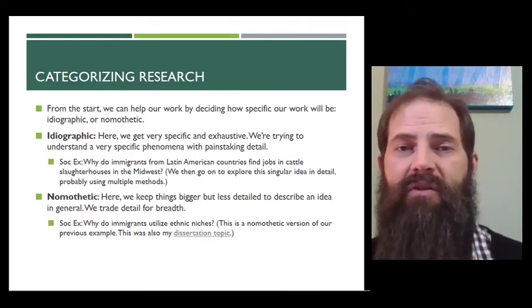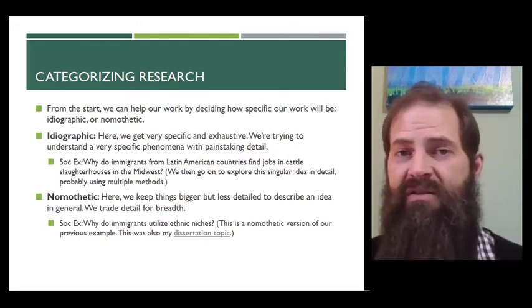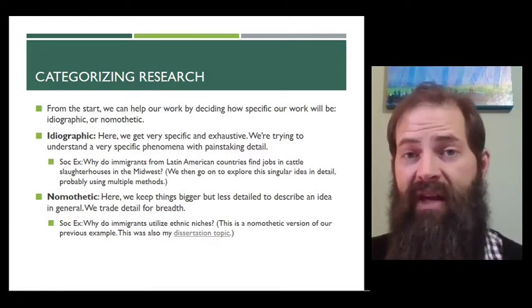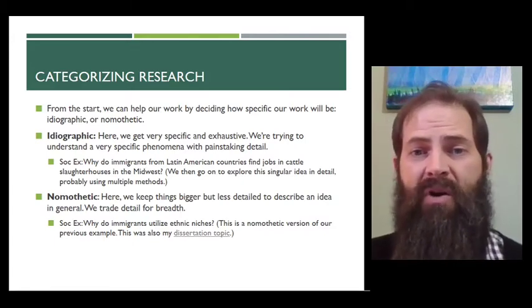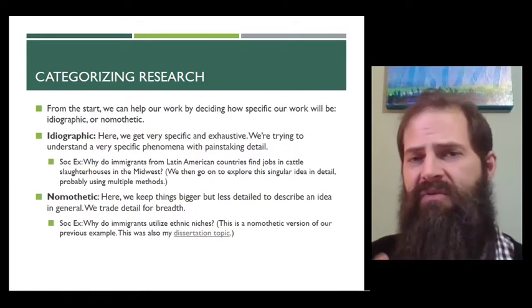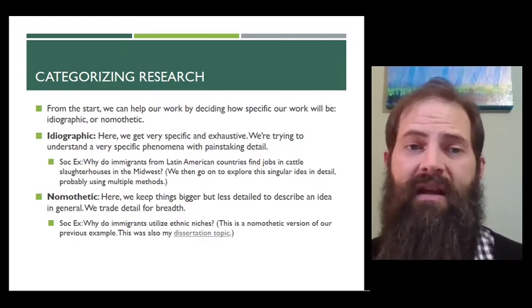Now, with idiographic research, we focus on a very specific phenomena, and we are exhaustive in studying it. In fact, what often happens in this kind of research is that you may have what we call triangulation, where you're using different kinds of methods and different measures to try and really hone in on this idea.